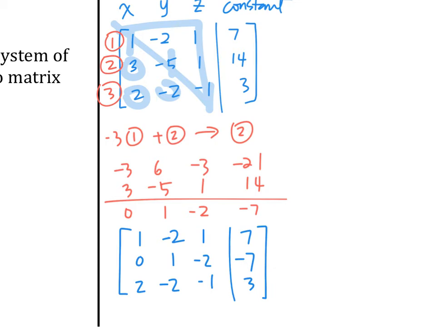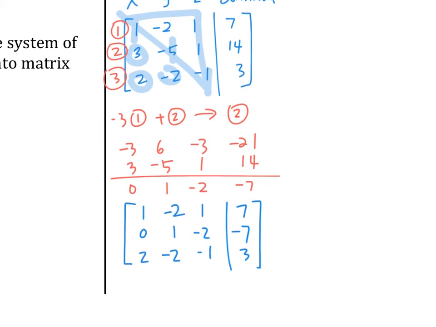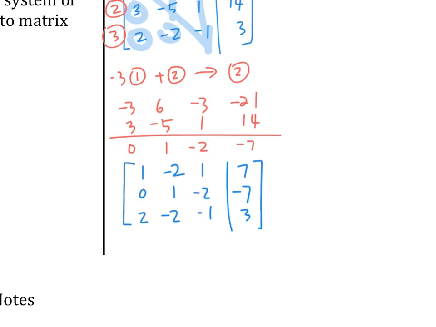Okay, the next thing I'm going to do is get this 2. So in A31, the 2 has to become a 0. I'm going to do it the same way I did before. So I'm going to multiply the first row by negative 2, add to the third row, and then replace the third row. All right, so let me number these again. 1, 2, 3. So I'm going to multiply negative 2 to the first row, add to the third row, and then replace the third row.